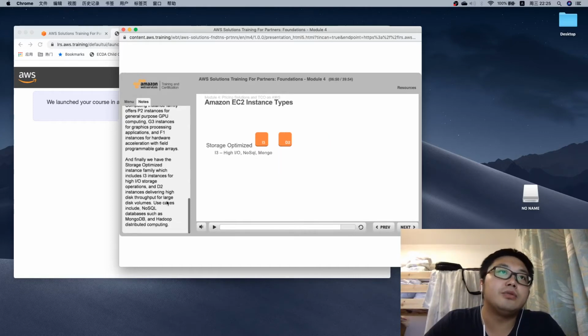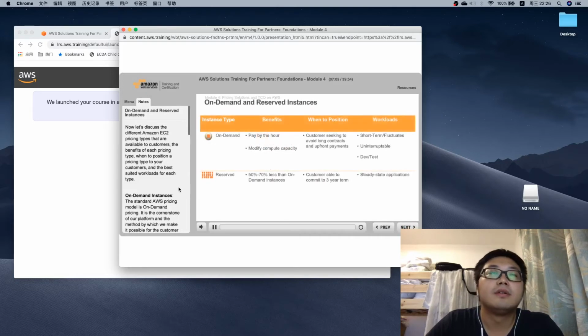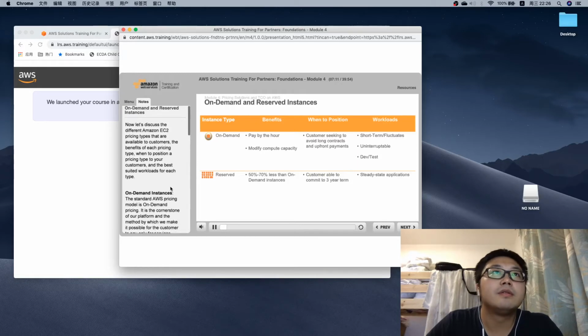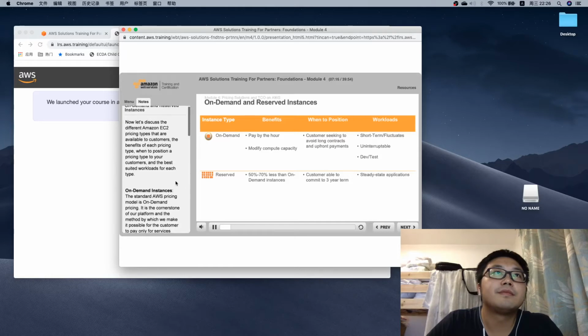Now let's discuss the different Amazon EC2 pricing types that are available to customers, the benefits of each pricing type, when to position a pricing type to your customers, and the best suited workloads for each type.